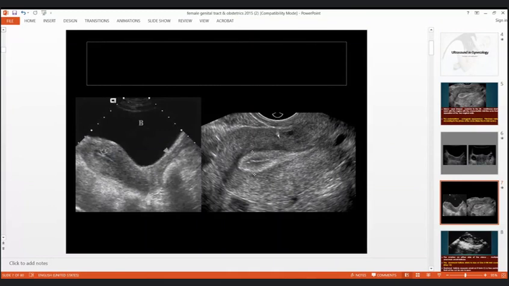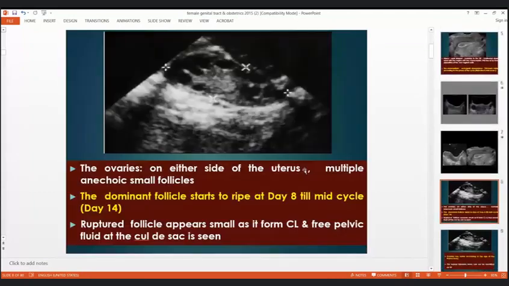This is the probe in a close-up position to the uterus, showing better, higher resolution images than transabdominal sonography. Ovaries are visualized on each side of the uterus. They contain multiple small follicles seen as anechoic on ultrasound. The dominant follicle will start to ripen at day 8 till mid-cycle at about day 14. Sometimes a ruptured follicle will be seen as corpus luteum, and free fluid will be seen in the pelvis at the time of ovulation.